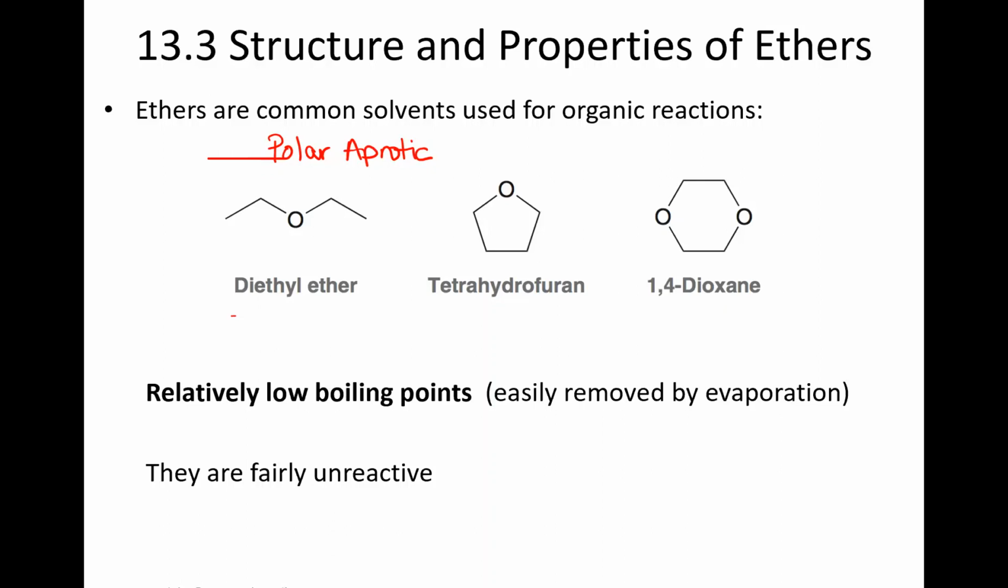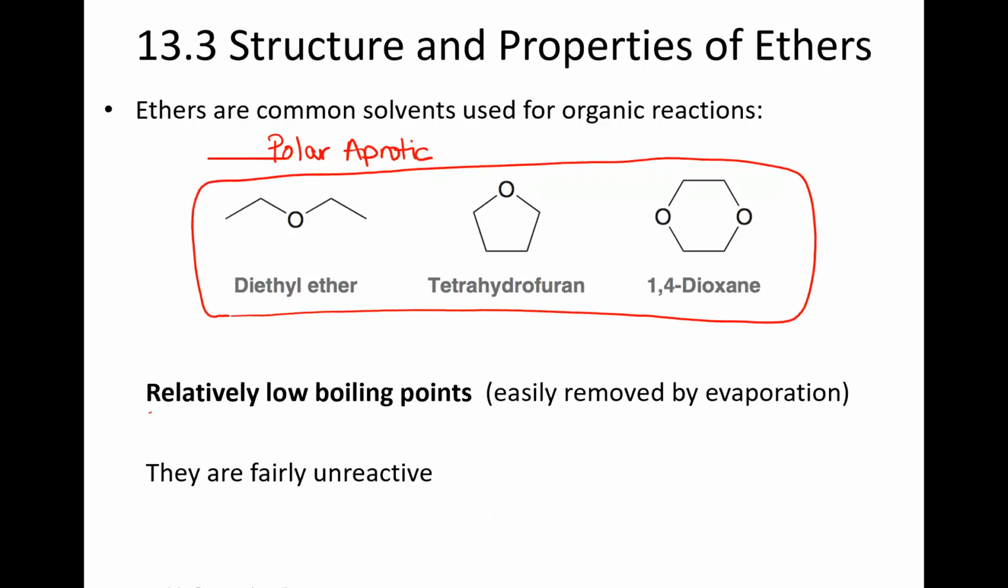They have lots of things going for them. One is they have relatively low boiling points. So for example, diethyl ether's boiling point is only 35 degrees. THF is something like 65 degrees. There's two oxygens here in dioxane, so it's a little bit higher boiling point, right? But especially diethyl ether and THF, those are very low boiling points. They're easily removed through rotary evaporation.